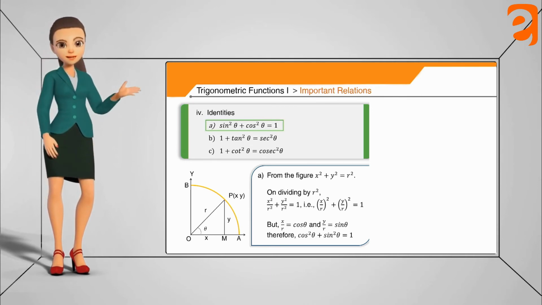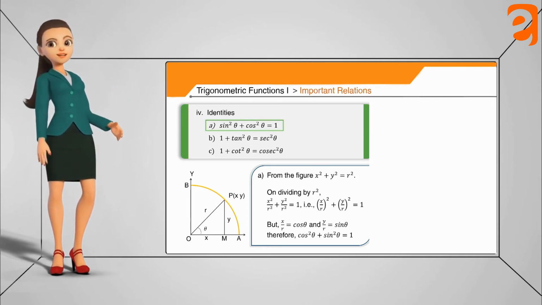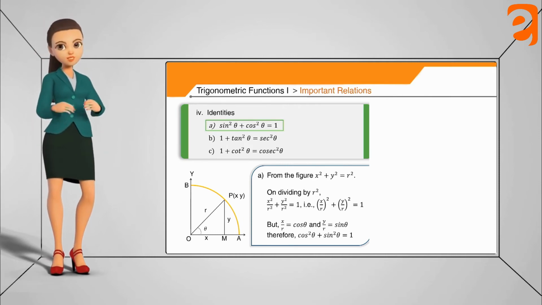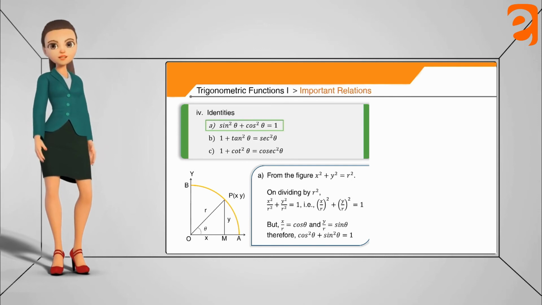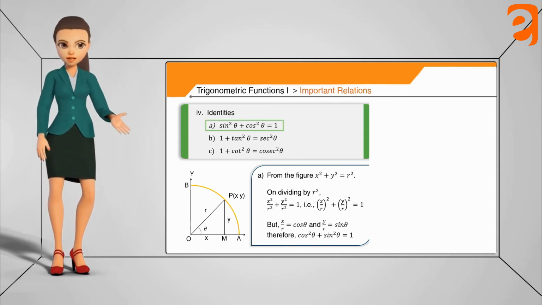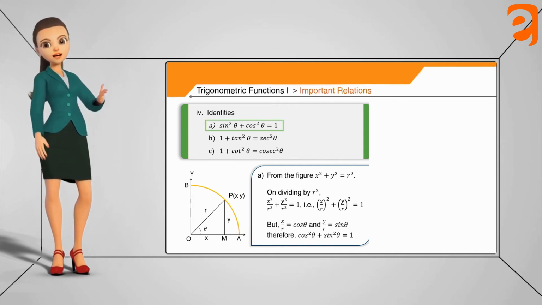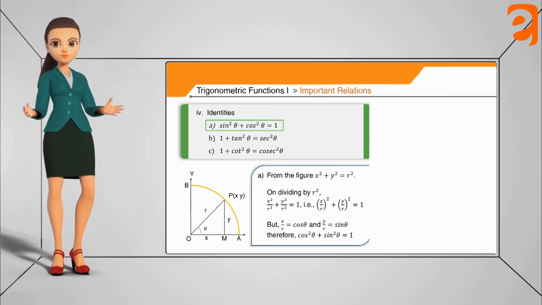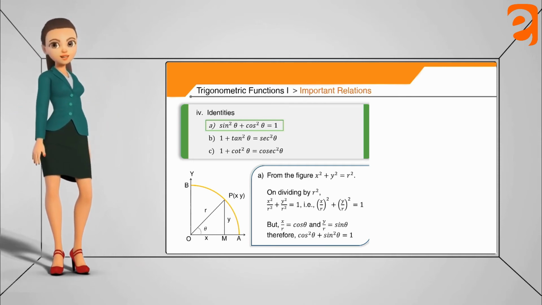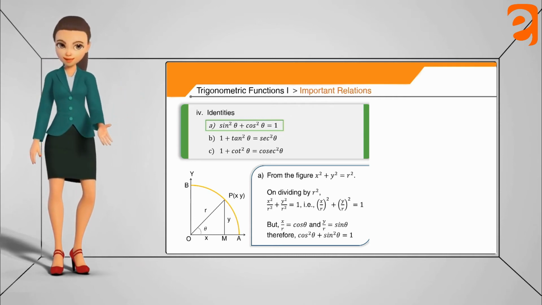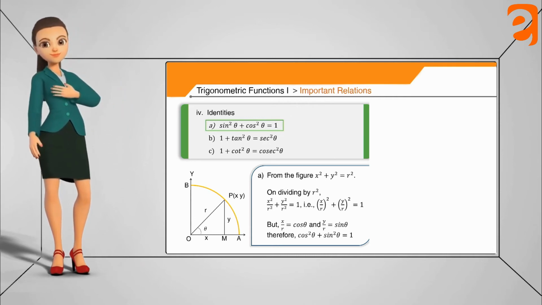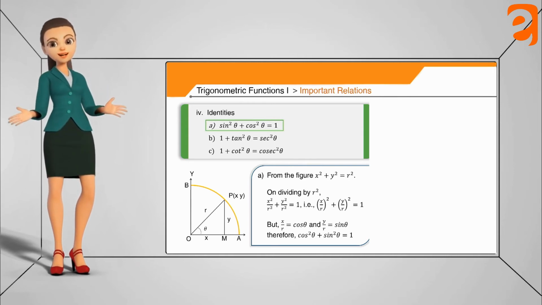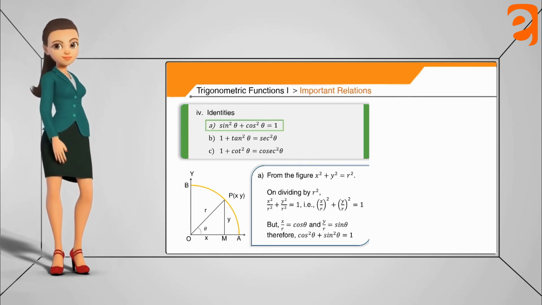So we can write this expression as (x by r) whole square plus (y by r) whole square is equal to 1. But what is x by r? X by r is nothing but the cos theta. And what is y by r? Look at the figure, you can easily find it out. Y by r is the perpendicular by hypotenuse, which is nothing but your sin theta. Put these values of sin and cos in this expression, we got cos square theta plus sin square theta is equal to 1. This is what we want to prove.